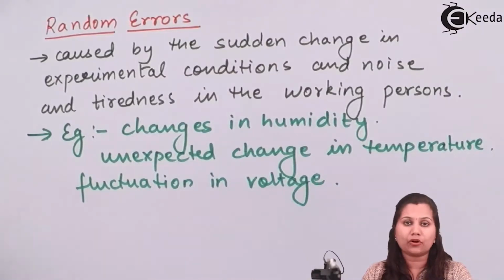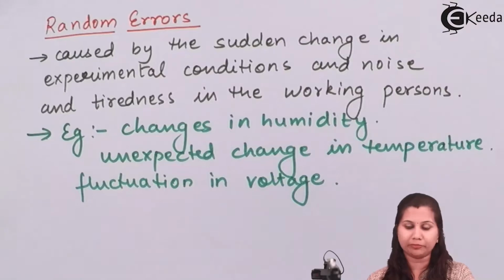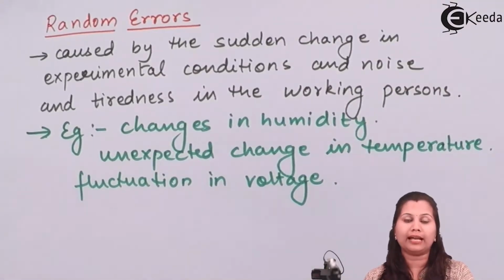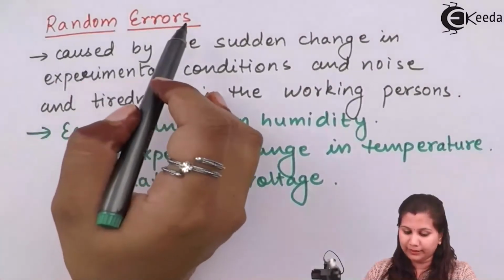Examples of these changes are if there is any change in the humidity or pressure, or an unexpected change in the temperature, or if the power supply is connected to the instrument and there is any fluctuation in the voltage, due to that also an error can occur. So if there is any sudden change in the experimental condition and due to that errors are occurring, then these are called the random errors.